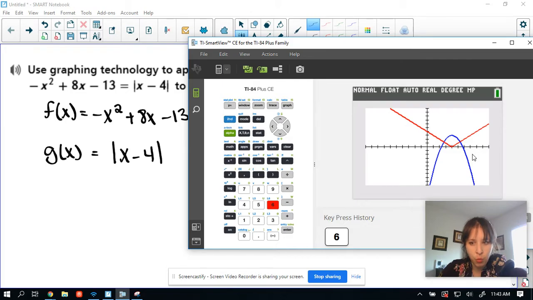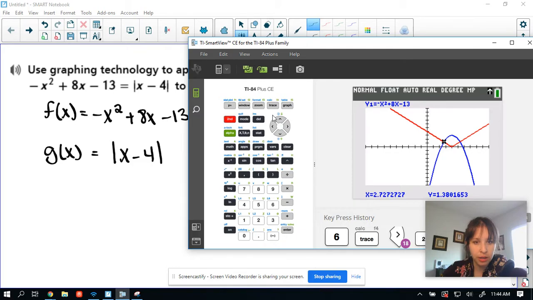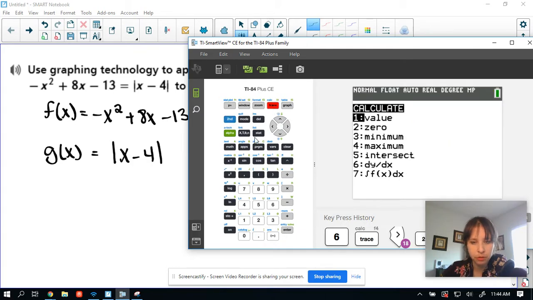The way I could find where these intersections are is I'm going to hit this trace button. I could actually hit that and trace. You see this little cross-haired looking thing that's blinking. I could move this to where it hits and be kind of guessing. Or above trace, it says calc, and that's for calculation. So I'm going to hit second and calculate. And under calculate, we have values, and zero. So zeros are when, again, the graph crosses the x-axis. So this will tell us where the graph crosses the x-axis.